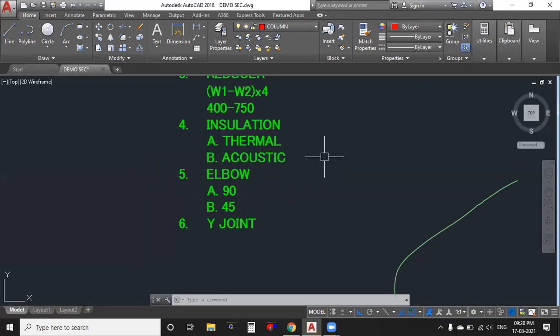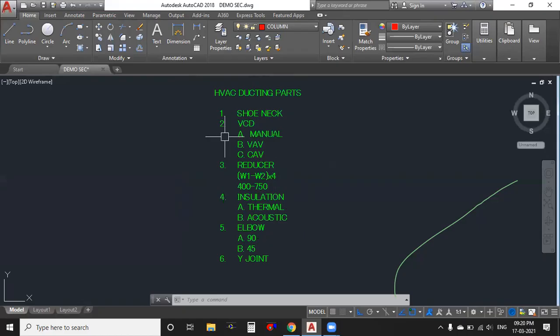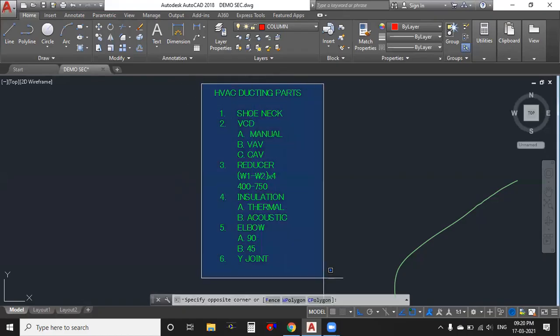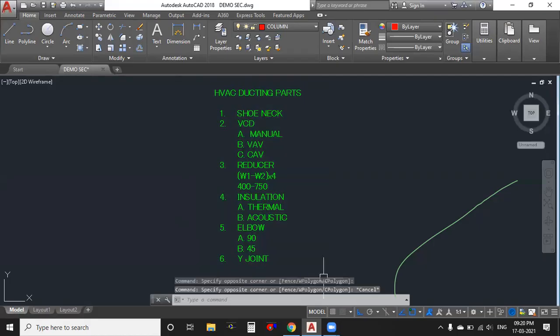And next we have the elbow. We have two types of elbow: one is 90 degree, one more is 45 degree. Why are we using the elbow? To change the route of the duct. And a Y joint is to split the duct, to split one duct into two ducts. Clear, guys, about this, everyone? Guys, understood here?